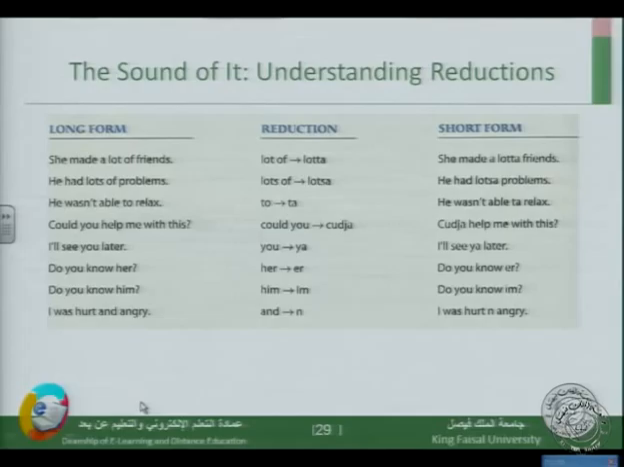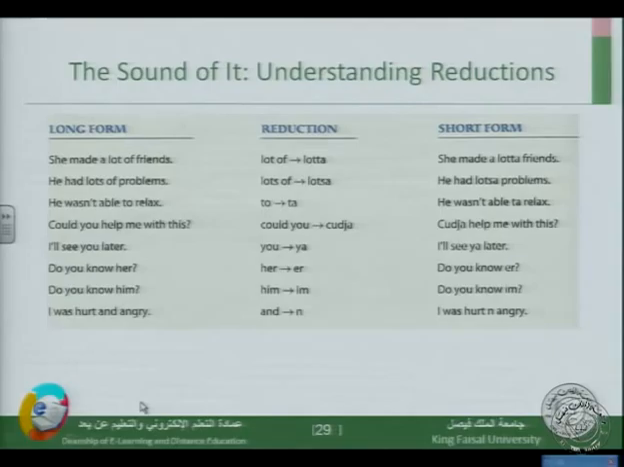He wasn't able to relax. Could you help me with this? That is the long form. Could you help me with this? I will see you later. But in spoken form, I'll see you later. Do you know her? Do you know her? Do you know him? Do you know him?